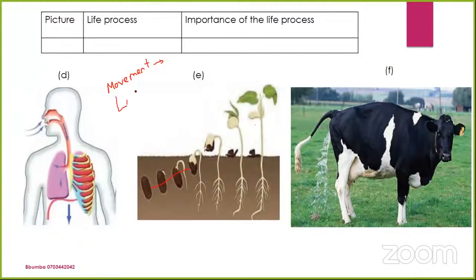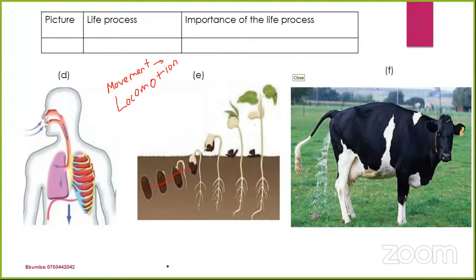But with locomotion, an organism must move from one place to another. That means a distance is covered. If there is no distance covered to move from one place to another, that's movement. But if a distance has been covered, even if it is 1 millimeter or 0.1 millimeter, and there's some moving from one place to another, that is locomotion.